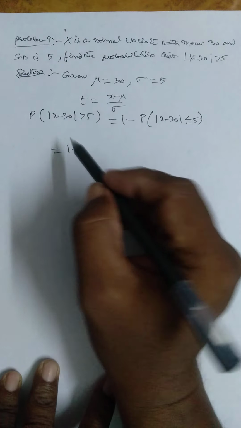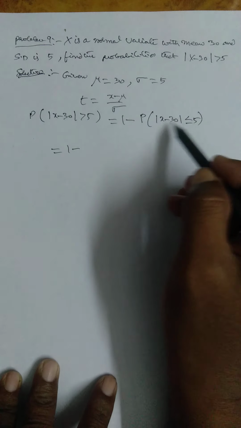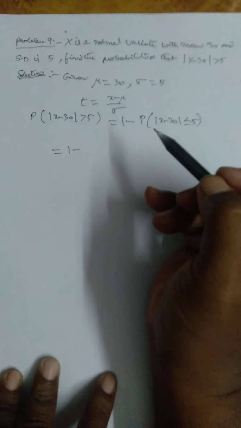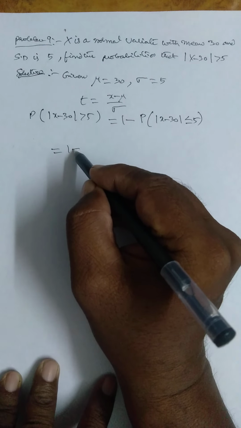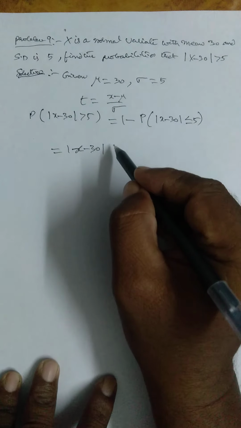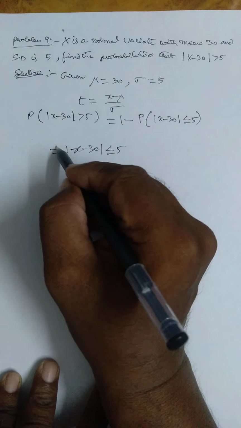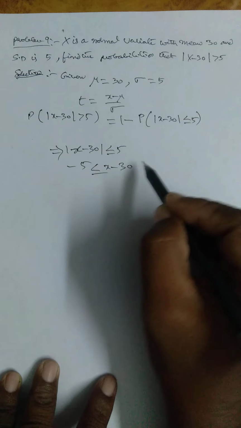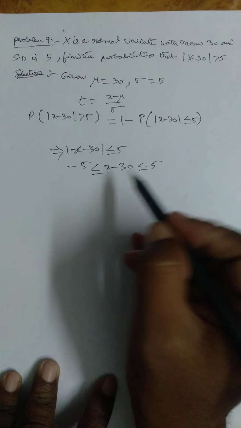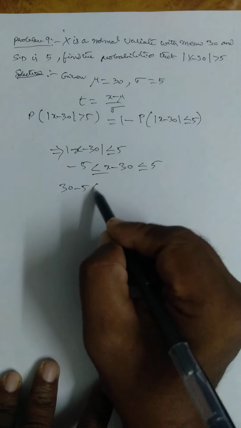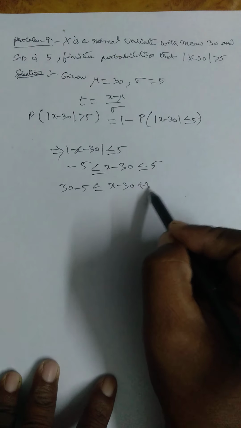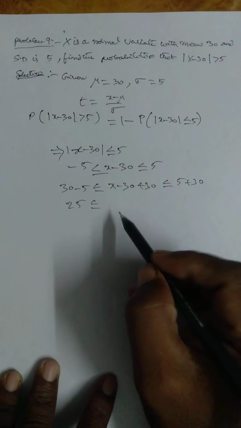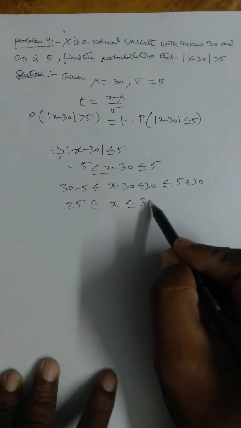So you write, we have to find this one first. So |x minus 30| less than or equal to 5 means minus 5 less than or equal to x minus 30 less than or equal to plus 5. Adding 30: minus 5 plus 30 less than or equal to x minus 30 plus 30 less than or equal to 5 plus 30. So 25 less than or equal to x less than or equal to 35.